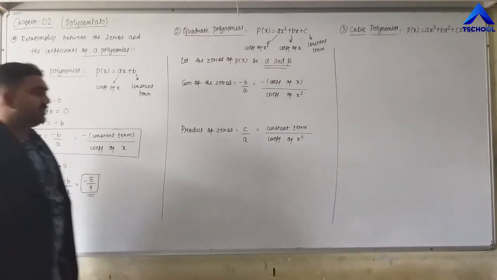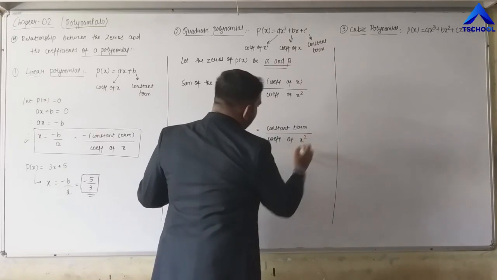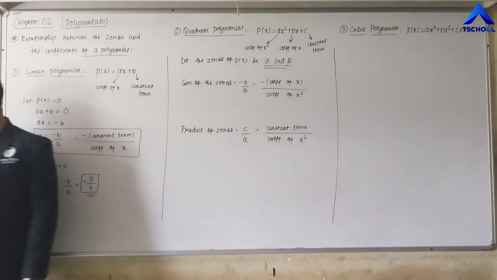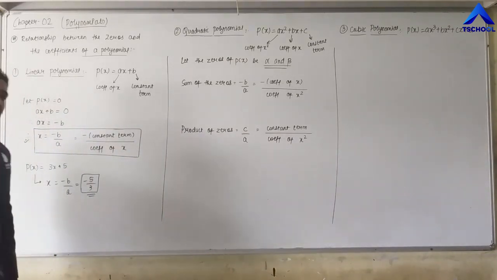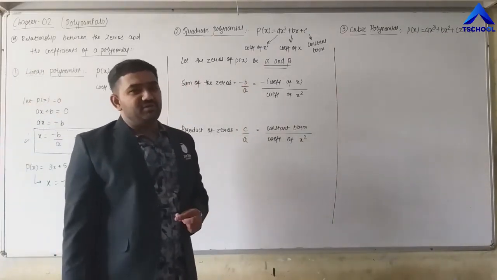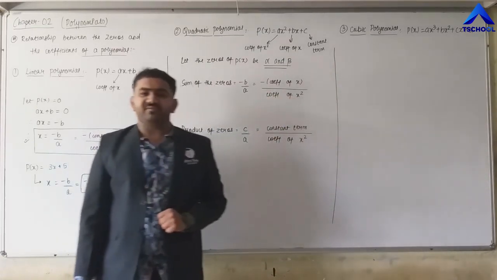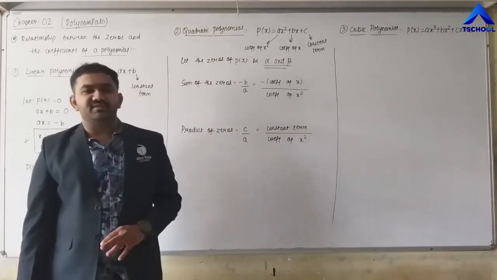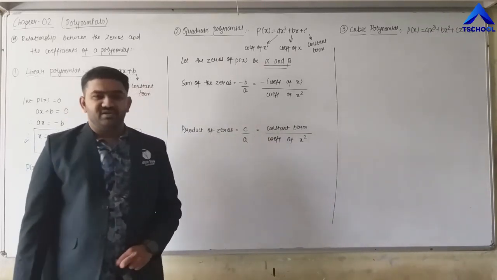Again you can clearly see that the denominators of both the ratios, the sum of the zeros and the product of the zeros, are the same, that is a, the coefficient of x square. So with minus b upon a and c upon a, it is quite easy to remember that the sum of the zeros is minus b upon a, that is minus of the coefficient of x divided by the coefficient of x square, and the product of the zeros is c by a, that is the constant term divided by the coefficient of x square.